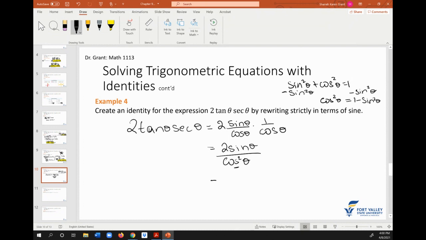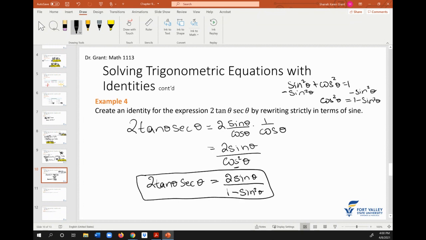So I'm going to just plug this in. 2 sine theta divided by 1 minus sine squared theta. So now I have everything in terms of sine. So this means 2 tan theta secant theta is equal to 2 sine theta divided by 1 minus sine squared theta.